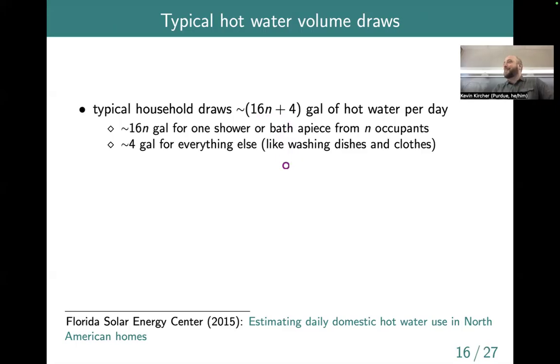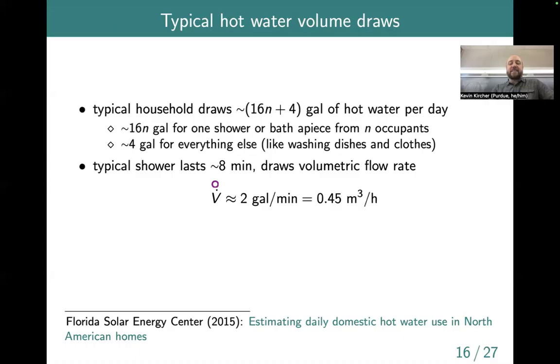Do you guys brush your teeth with hot water? Usually cold for me as well. Yeah, but who knows? Anyway.